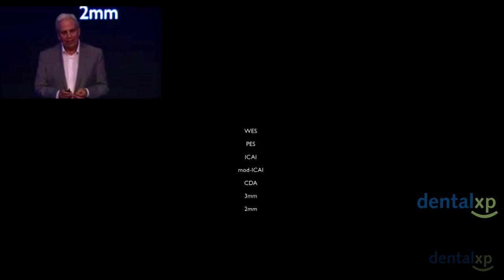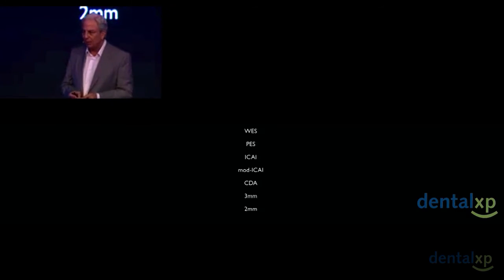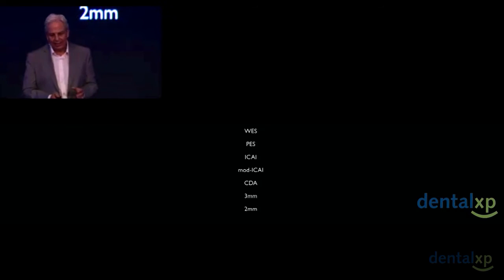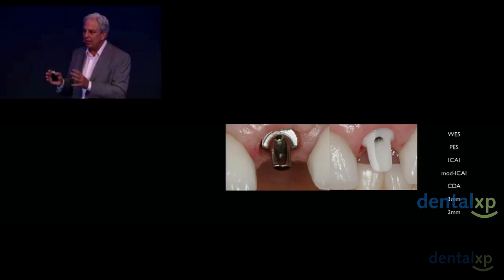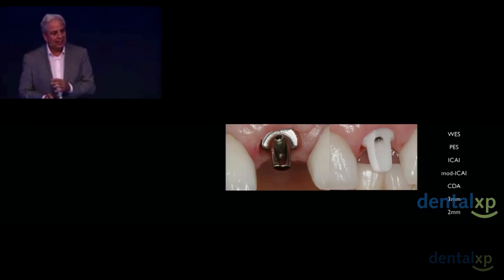We have our white aesthetic score, the pink aesthetic score, the implant crown aesthetic index, a modified implant crown aesthetic index. We have the index of the California Dental Association, our 3 millimeter rule, and our 2 millimeter rule. All different ways in which we can score whether we're going to have a good result based upon using a titanium abutment or a zirconia abutment.